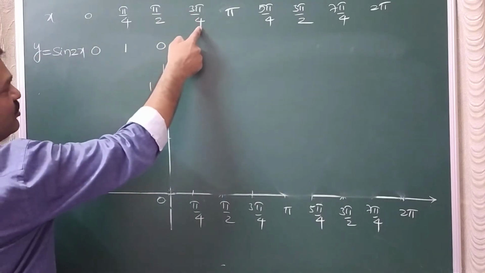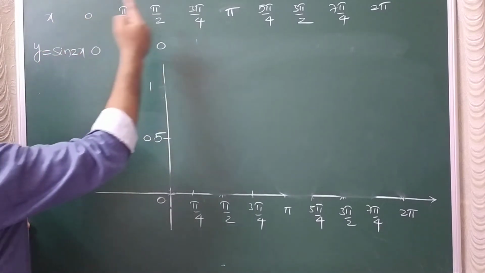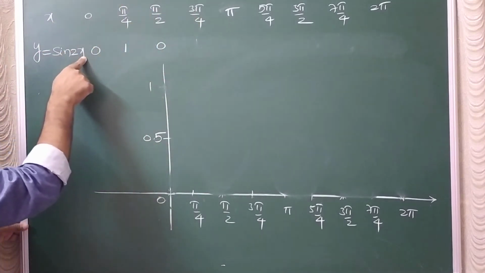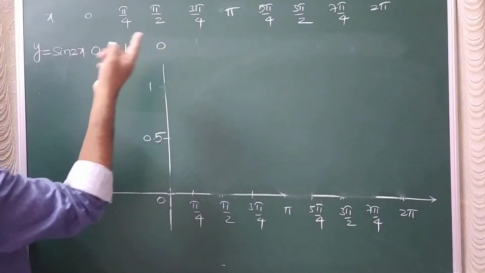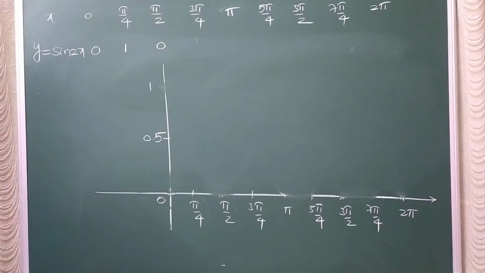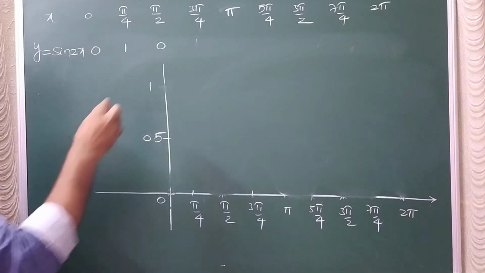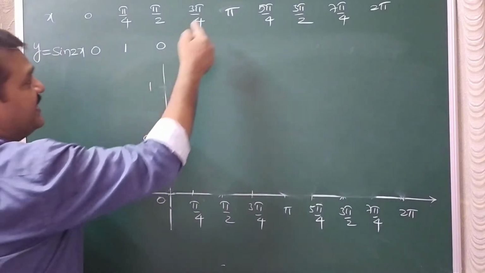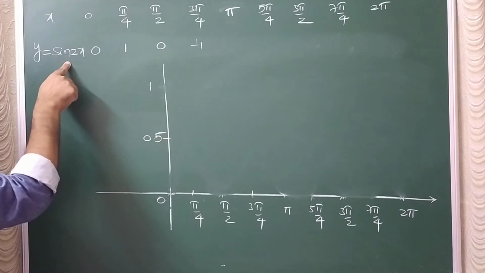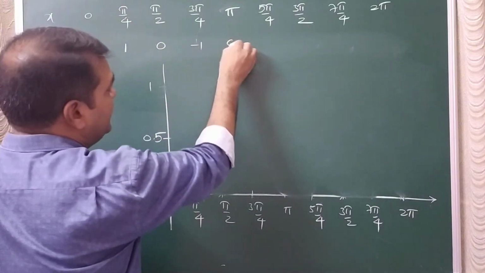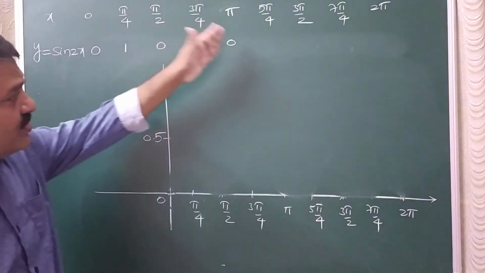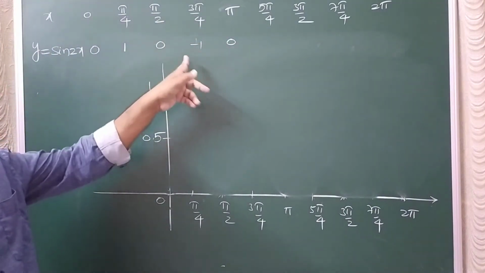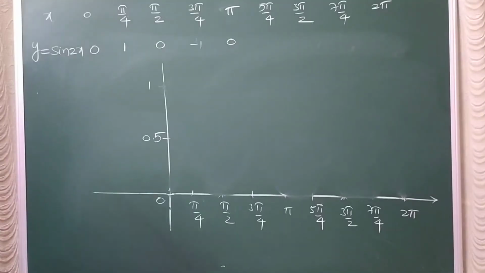X is equal to 3 pi by 4. Then y is equal to sin 3 pi by 2 you get. And what is sin 3 pi by 2? Sin 3 pi by 2 is minus 1. At x is equal to pi, this becomes sin 2 pi. Sin 2 pi is 0. So alternately you are getting zeros. Alternately you are getting 1, minus 1. That's all. That process will continue.